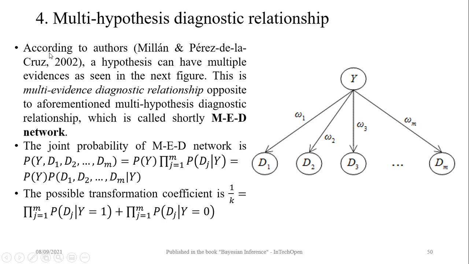According to authors Bilang and Bere de la Cruz, 2002, a hypothesis can have multiple evidences as seen in the next figure. This is a multi-evidence diagnostic relationship, opposite to the aforementioned multi-hypothesis diagnostic relationship, which is called shortly the MED network. The joint probability of the MED network is here, the possible transformation coefficient is here, the inverse of K.